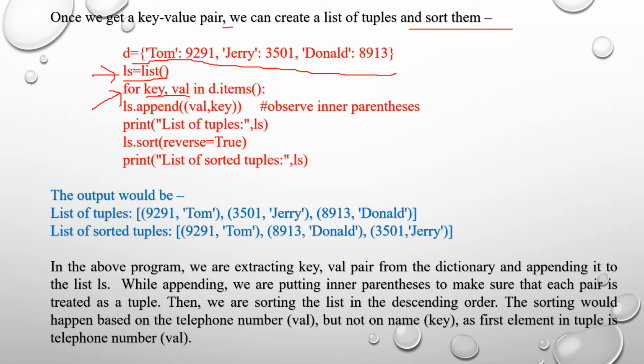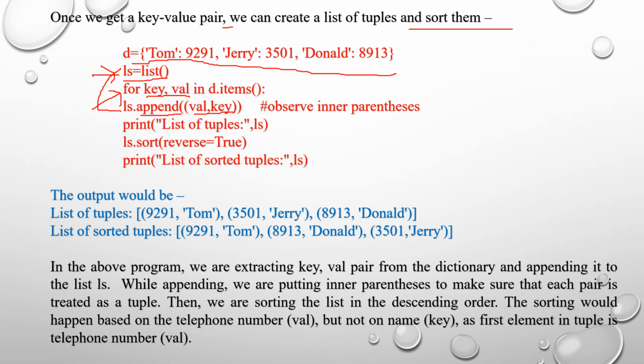So here I am calling the list ls. ls is my list variable name. Here I am using the append function, passing the loop variable names value, comma, key. Just observe the inner parentheses. So here I am passing the value and the key.